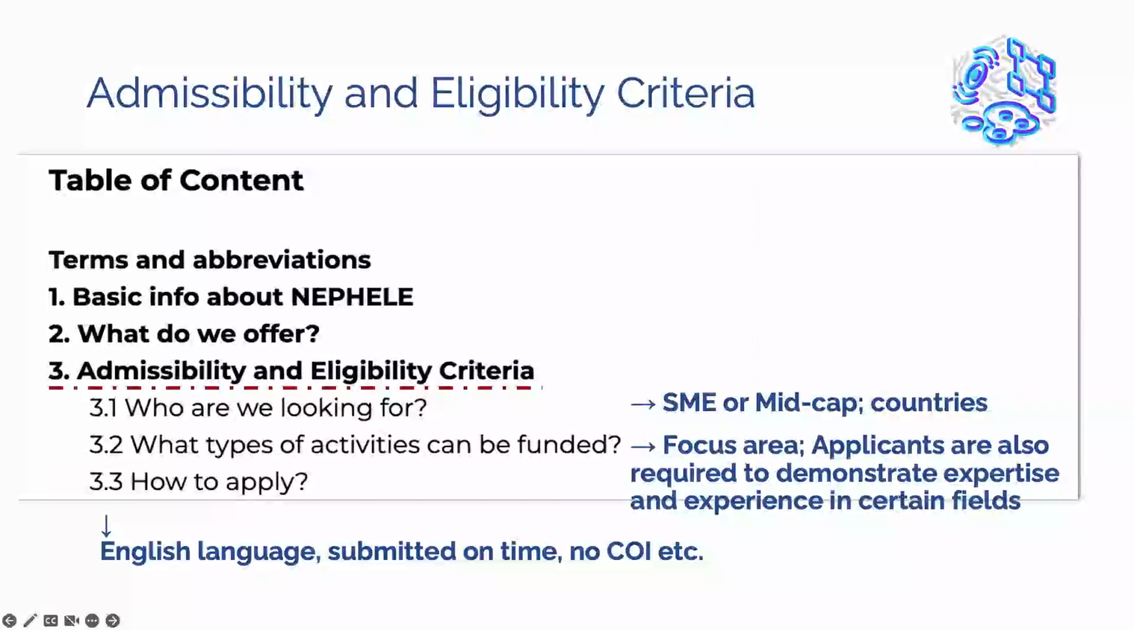And then finally, there's a third sub-chapter that details basic criteria that you need to fulfill, such as the application needs to be in English, submitted on time, there should be no conflict of interest with the consortium of NEPHELE, and so on.